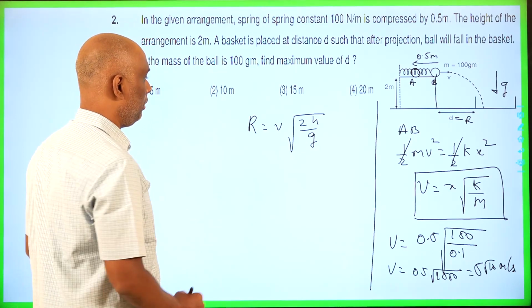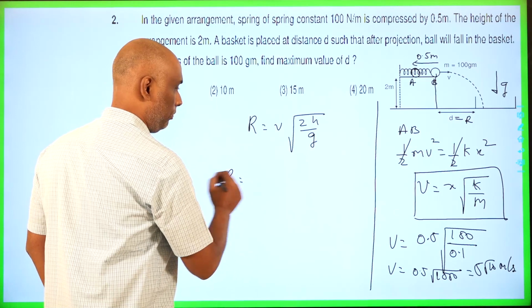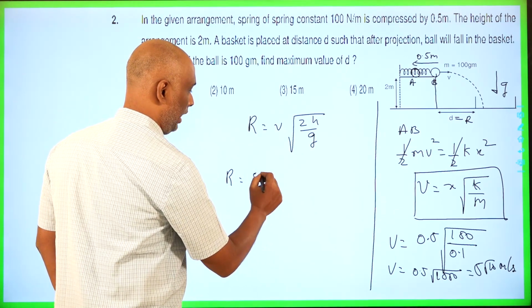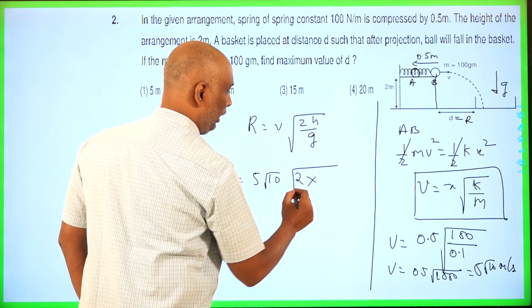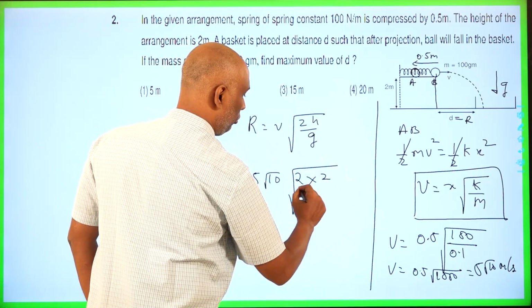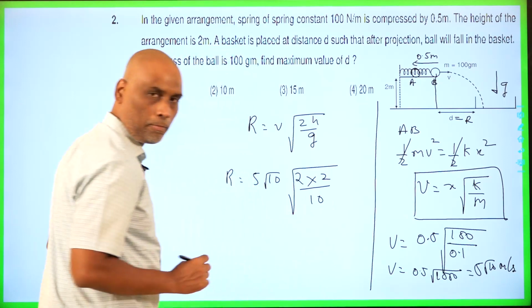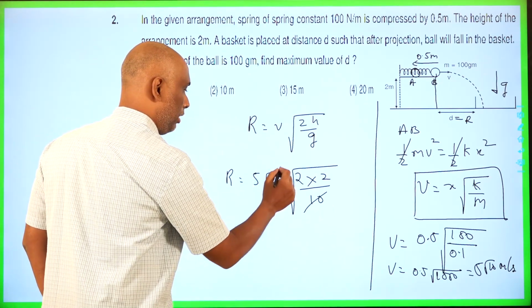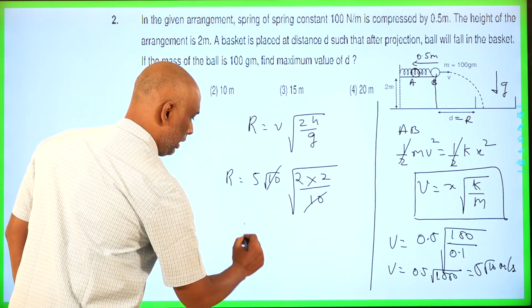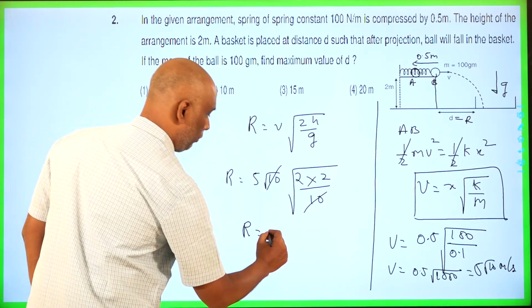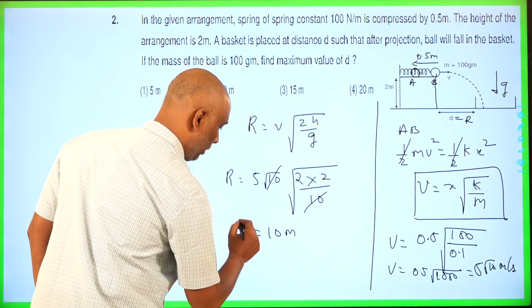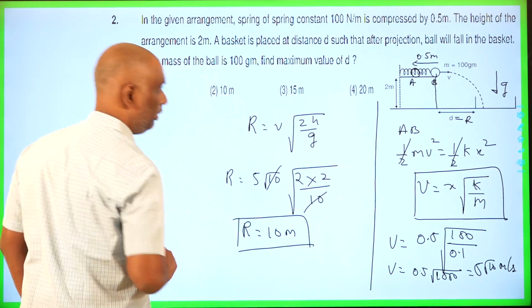Substituting the value of v here, we are going to get r equals v into under root of 2 into the height, which is given as 2, divided by 10. Here root 10 and root 10 will get cancelled. Range will become r into root 4, which is 2; 2 into 5 will become 10. So it will become 10 meter. This will become the value of d.